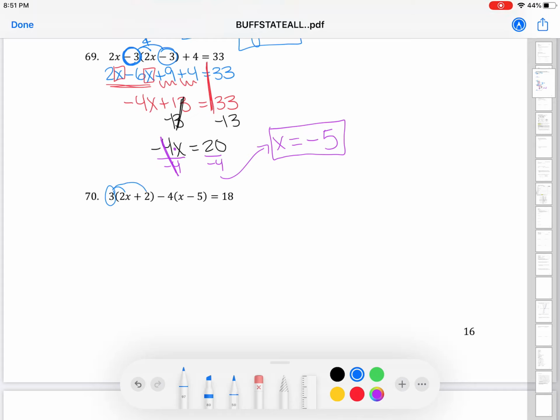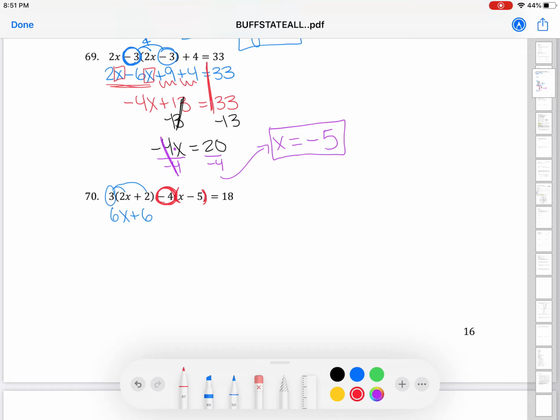And this next one's kind of challenging as well. Just be careful to see what's being distributed and where. The first one is a little bit easier to see. The 3 is being distributed until the parentheses end, which is right here. So it stops being distributed right there at the 2. So 3 times 2x is 6x, and 3 times 2 is a plus 6.